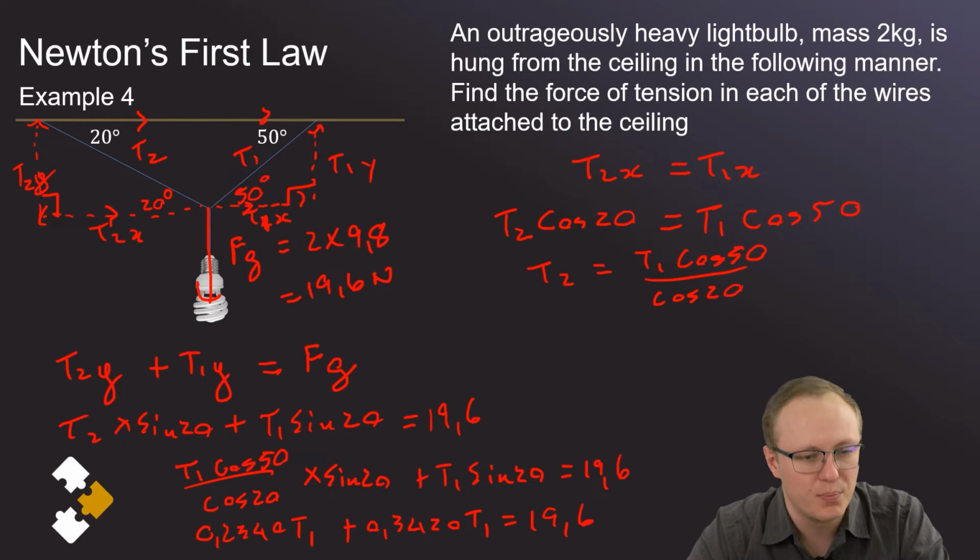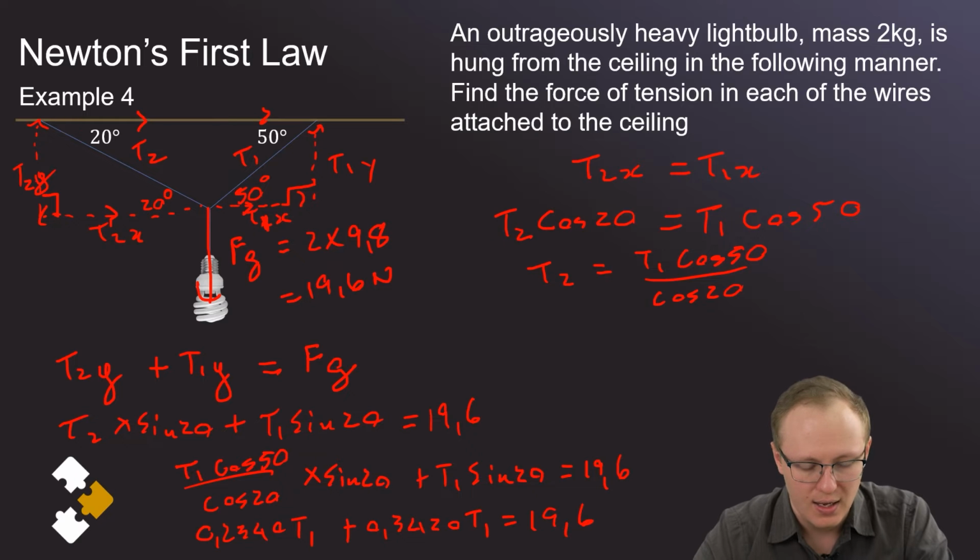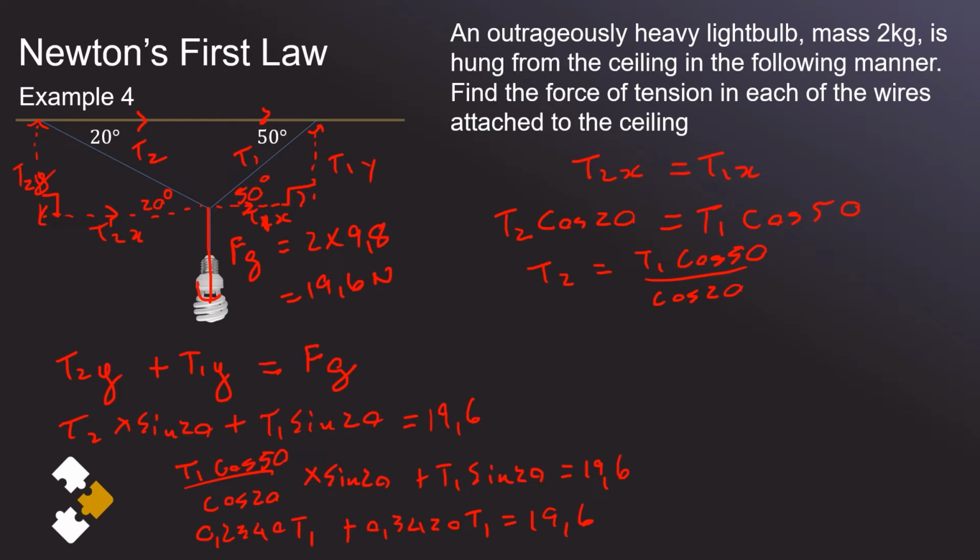And now life is good because we can just go and say 0.2340 plus the 0.3420, because those are the coefficients of T1, and that's going to give us 0.576. So we get 0.576 T1 is equal to 19.6, and now we just have to divide the 19.6 by this 0.576, so 19.6 divided by 0.576.